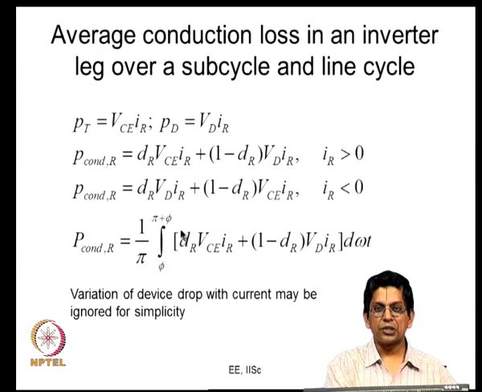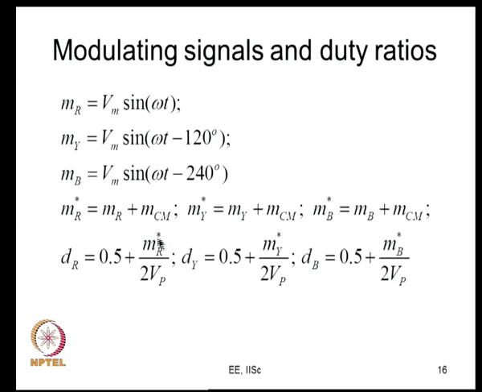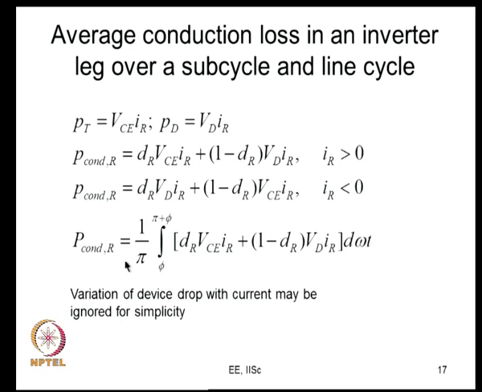Sometimes this duty ratio may be a sinusoid plus 0.5, as in sine triangle PWM. In the case of other PWM methods, it will be 0.5 plus a sinusoid plus some triplen frequency component added to that. So, this dr changes from PWM method to PWM method as a function of omega t, and like I said before, here it is 0.5 MR star by 2 Vp, and this MR star is different from PWM method to PWM method. Since MR star varies from PWM method to PWM method, your dr varies, and therefore the conduction loss will vary.